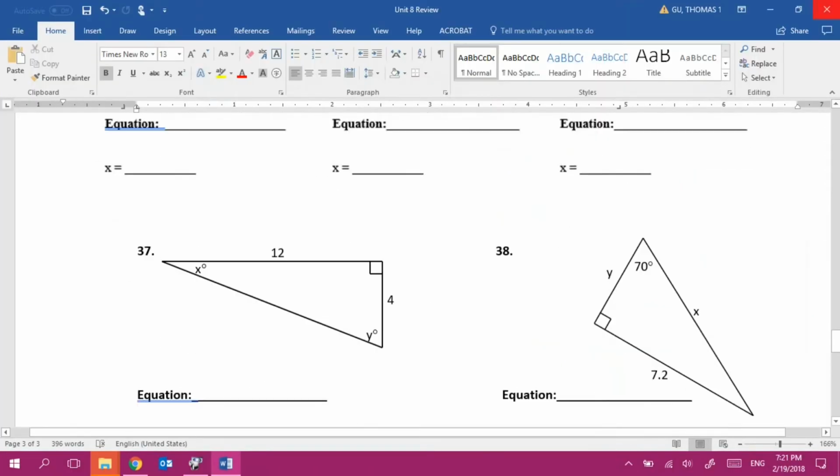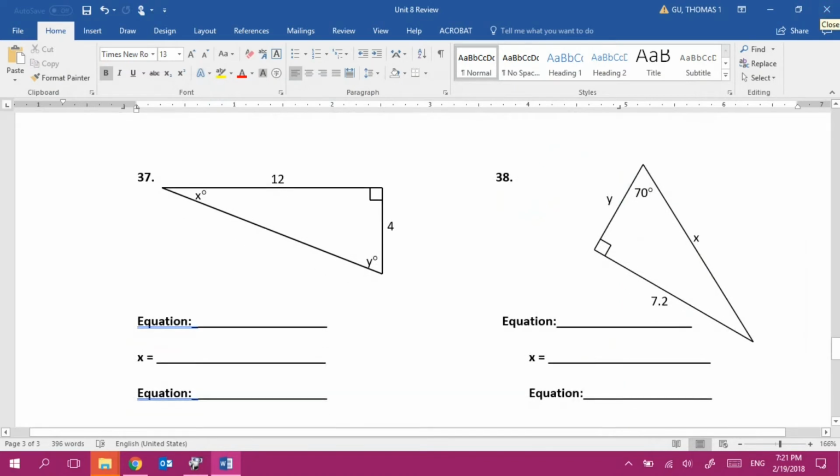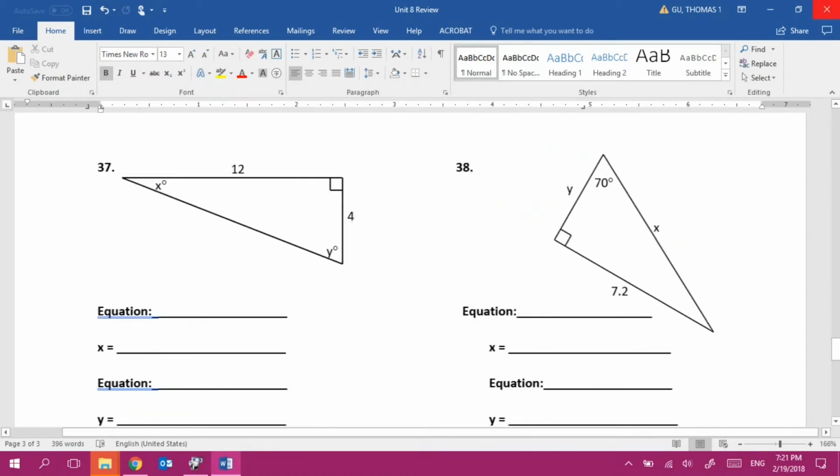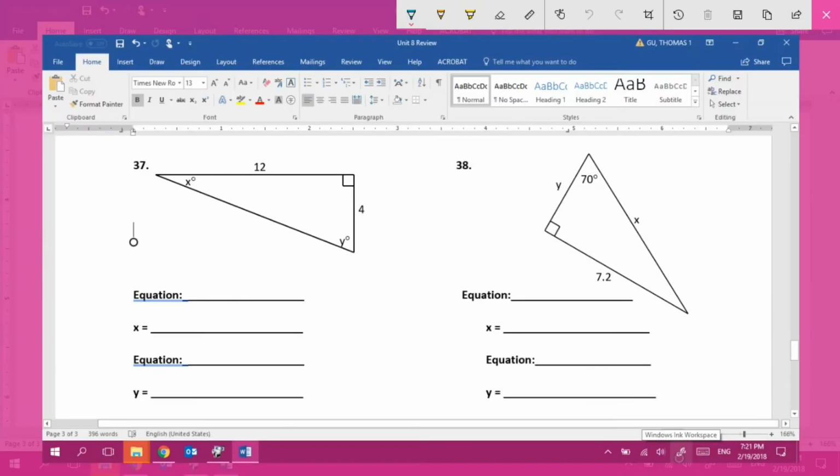And let's do number 38, because that is what a lot of people seem to be confused on when finding a missing side. So there's two things to look for here, x and y. So let's just find one at a time, okay? First, I'm going to solve for x. So what do we want to do? Of course, we want to label our sides, as always. So hypotenuse is across from the right angle. That means x is going to be our hypotenuse. The opposite side is across from the 70-degree angle, which means 7.2 is our opposite, and that means adjacent is what y is. But we're looking for x right here, okay? So let's focus on the x.